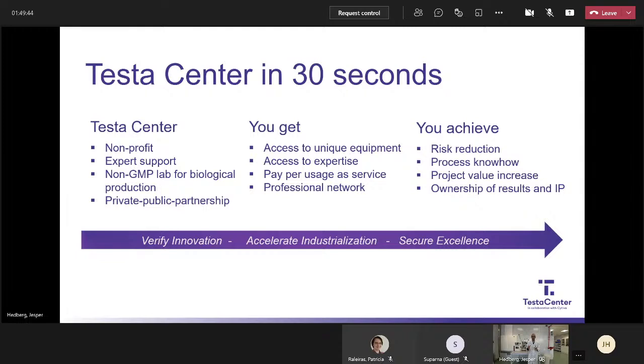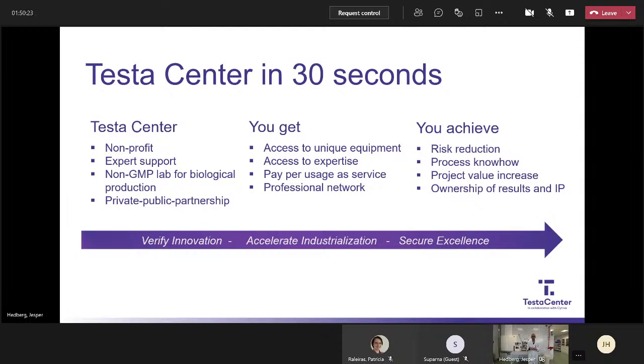Many of the projects achieve a lot of things when they come here, but the common thing that they almost always look for is to reduce risk when going up in scale. Going up in scale is accompanied with some technical risks, and being able to do that in an environment which is non-GMP, and when you get the expert support to sit side by side when you do the experiments, is very beneficial for many projects. So reducing risk and also increasing the know-how of your own process. Together those two increase the value of your project significantly. We have several examples of that.